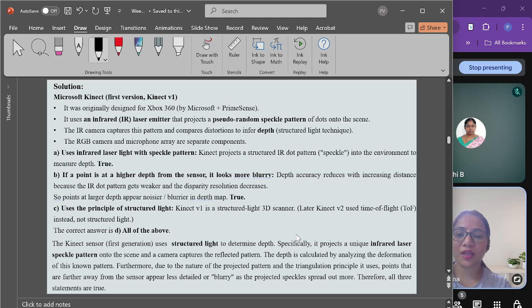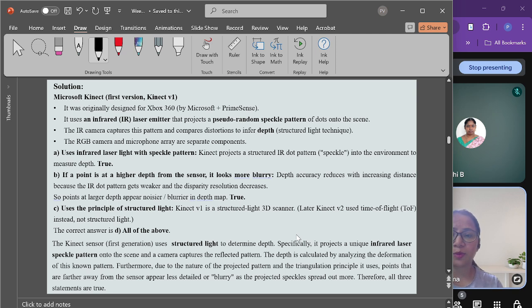It uses an infrared IR laser emitter that projects a pseudo random speckle pattern of dots onto the scene. The IR camera captures this pattern and compares distortions to infer depth. That is a structured light technique. The RGB camera and microphone array are separate components. So this is the basic key detail for the Microsoft Kinect.